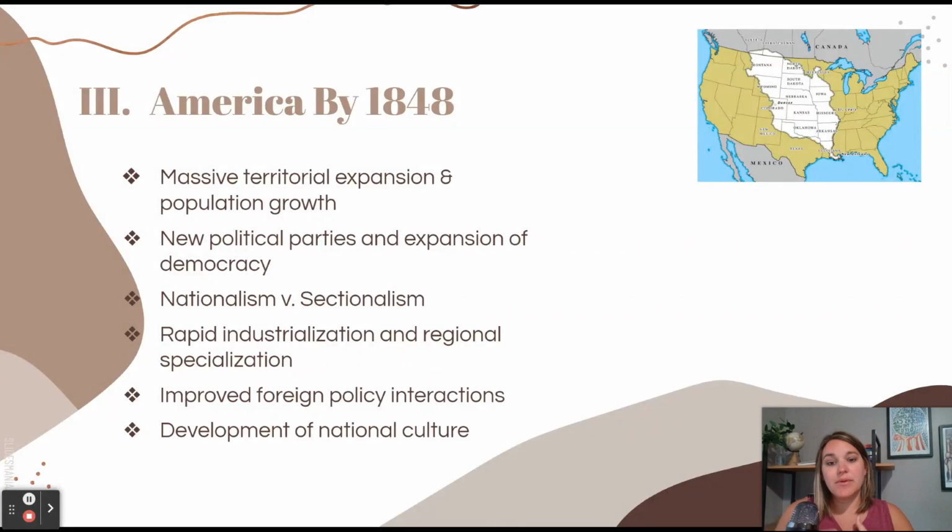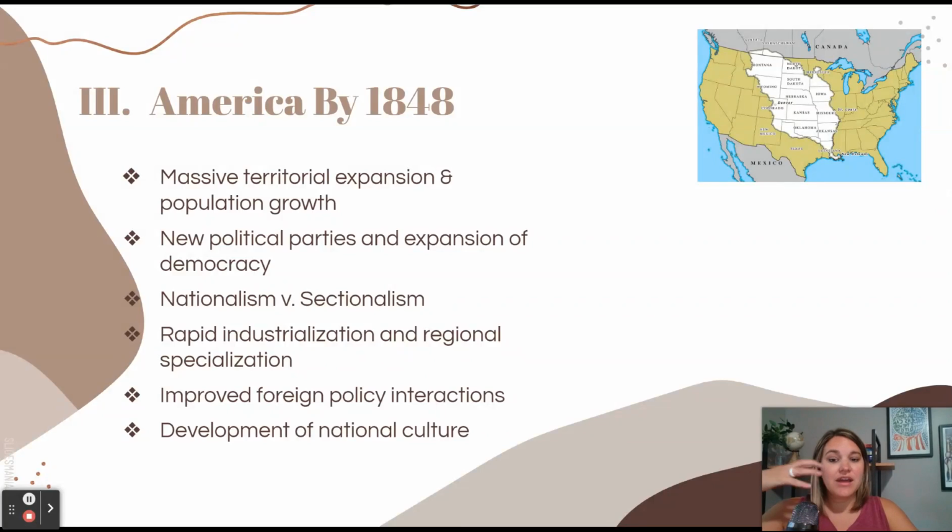How are Americans becoming more patriotic? How are they identifying as Americans? But then also, what are the issues that are dividing our regions? As I already mentioned, big time economic changes with rapid industrialization and the regions becoming very focused on particular areas of economic activity. We see changing foreign policy interactions. In the early part of the period, you're going to be learning about some foreign policy conflicts that involve the military. And then, closer to the end of the period, you're going to see more interactions that use diplomacy and negotiation to deal with issues.